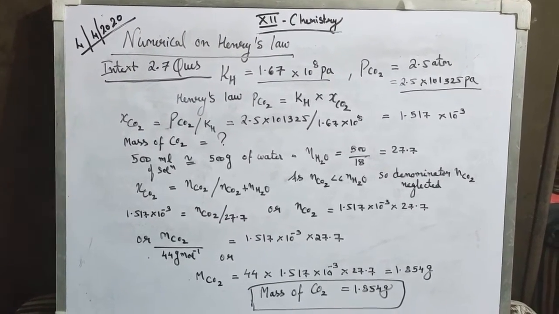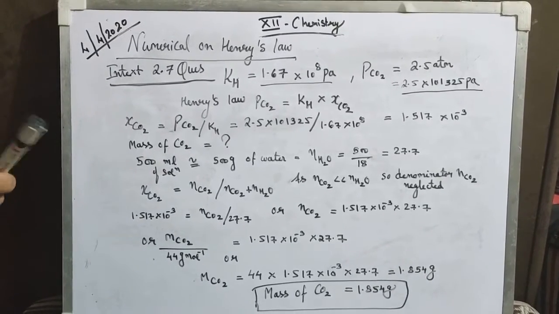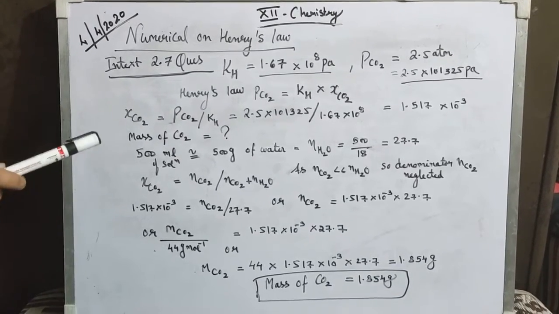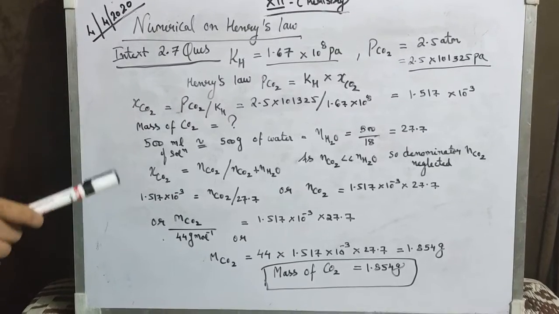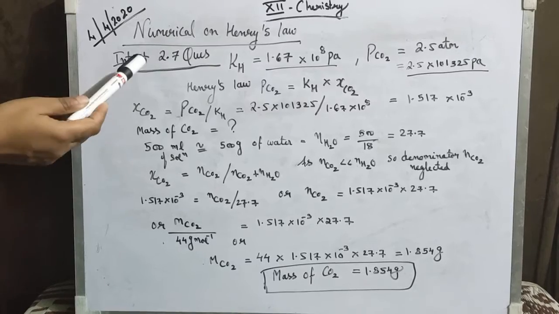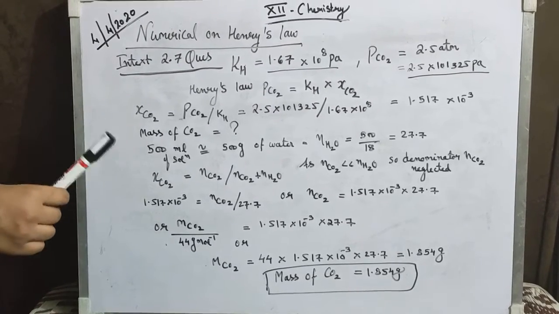So we have read about Henry's law. Now I would like to explain one numerical based on that formula, so that you will understand how that formula is used for numerical purposes. From that topic you will get the definition, but surely you will get one numerical based on it. For example, I have taken in-text question 2.7. Do see the question.